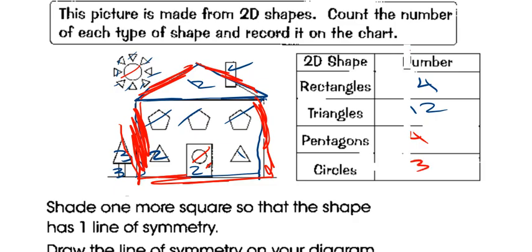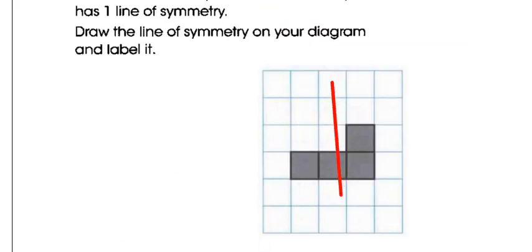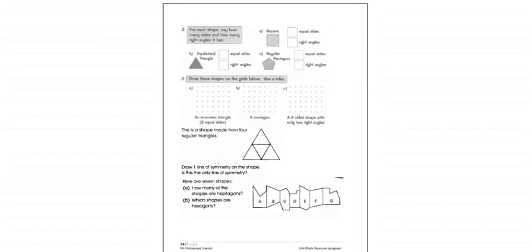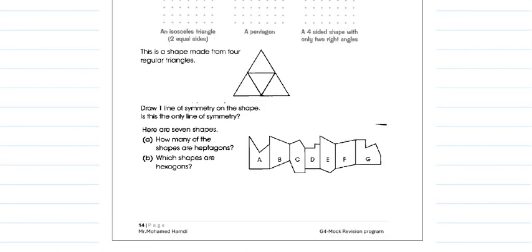Let's draw a line of symmetry in your diagram. Shade one more square so that this shape has one line of symmetry. If we make the line of symmetry like that, then we need to shade one square to be symmetrical around this line of symmetry. All these questions are very easy.